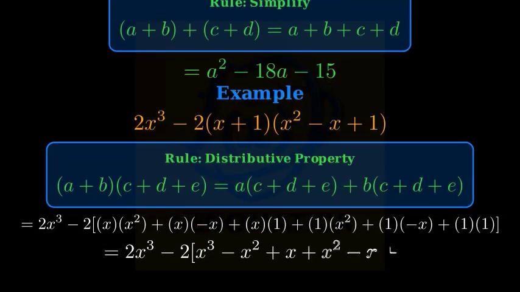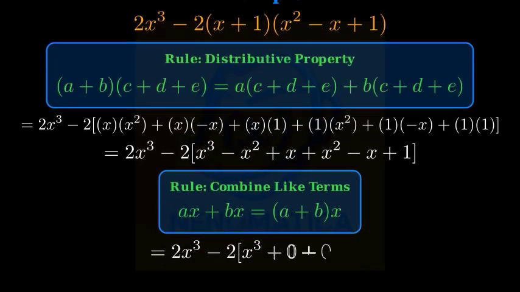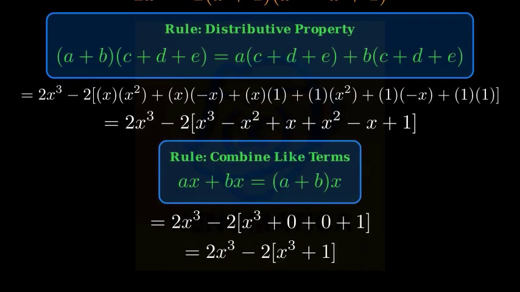Now, let's simplify these multiplications. X times x squared gives us x cubed. X times negative x gives us negative x squared. X times 1 gives us x. 1 times x squared gives us x squared. 1 times negative x gives us negative x. 1 times 1 gives us 1. Let's combine like terms inside the brackets. We have x cubed. The x squared terms cancel out because we have negative x squared plus x squared. The x terms cancel out because we have x minus x. And we have the constant term 1.